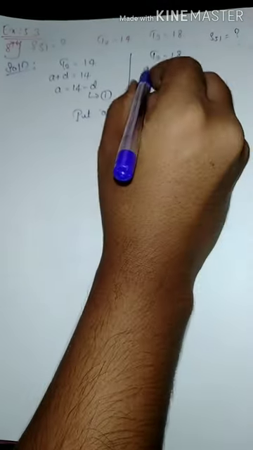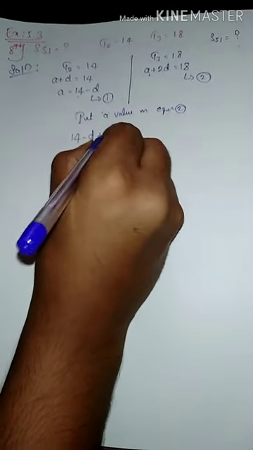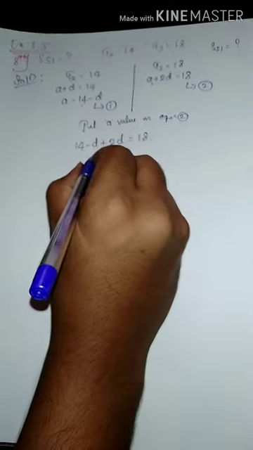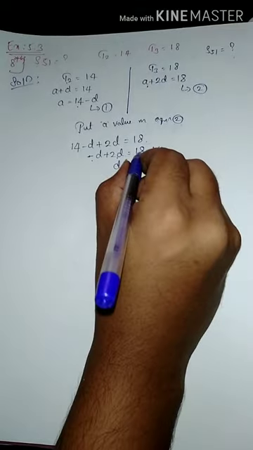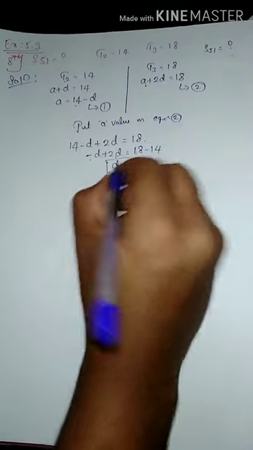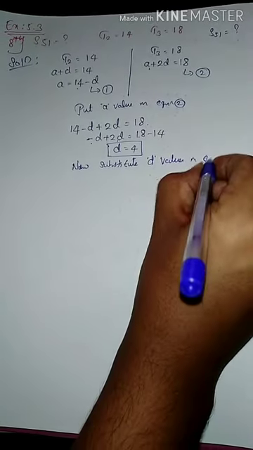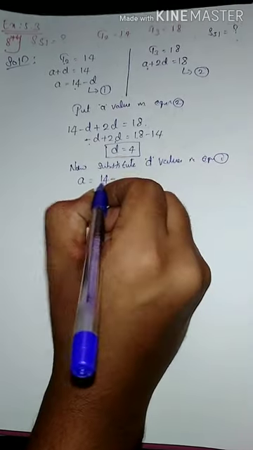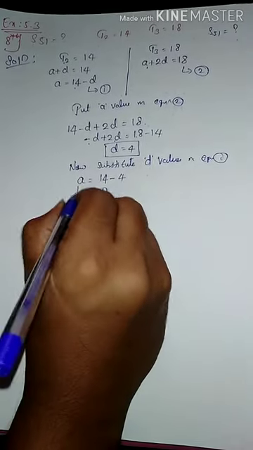So equation number 2 becomes, A means 14 minus D, so 14 minus D plus 2D is equal to 18. So 14 moves to the right hand side, it becomes minus D plus 2D is equal to 18 minus 14. Minus D plus 2D is plus D, equal to 18 minus 14 is 4, so D is equal to 4. Now substitute the D value in equation number 1. So equation number 1 becomes A is equal to 14 minus 4. So A is equal to 10.